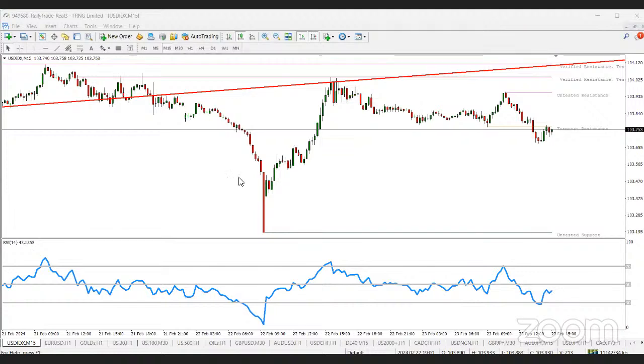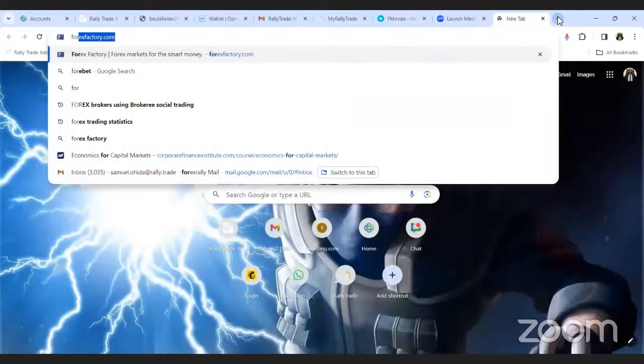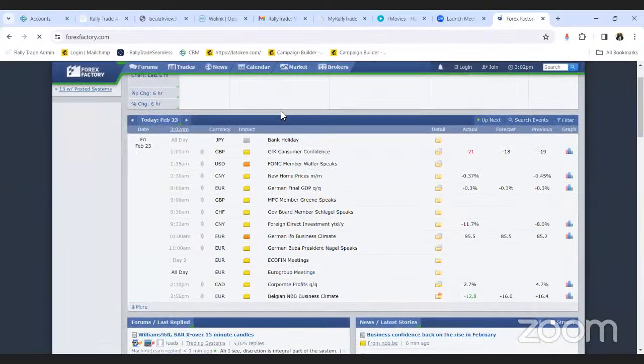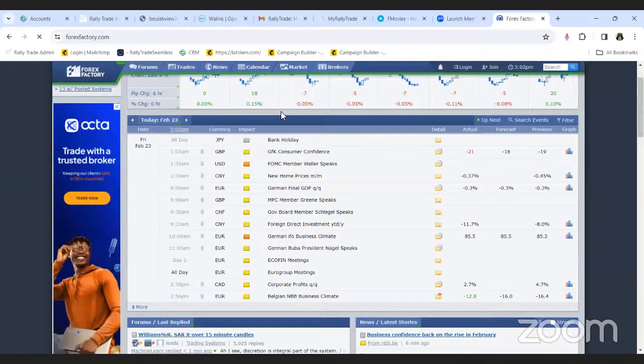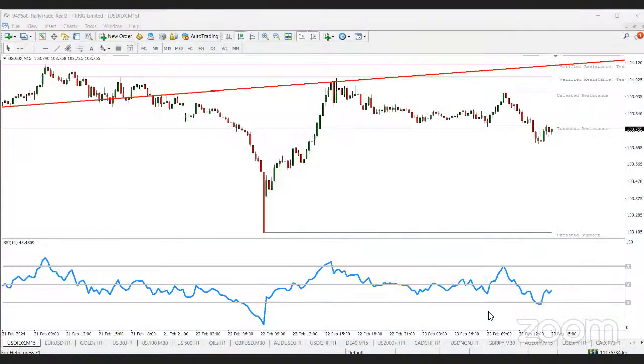Okay, let's see. Let's go to Forex Factory quickly. Okay, so no high impact data today. So for the remaining day of the week, we are going to be looking out for technical analysis. You understand? We do not really have any high impact data. So let's look at the dollar index technically and see how it has fared this week.